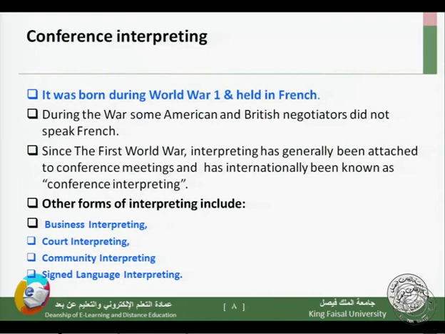Sign language interpreting, I'm sure you see it, for instance, on the Saudi channels and the Jazeera channels. You know, they use sign language interpreting. They interpret the signs.